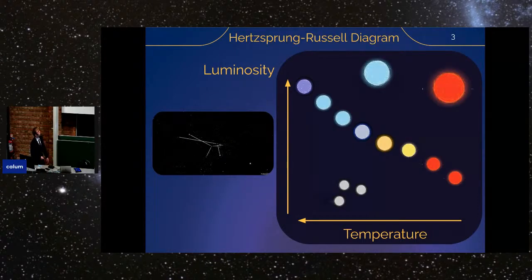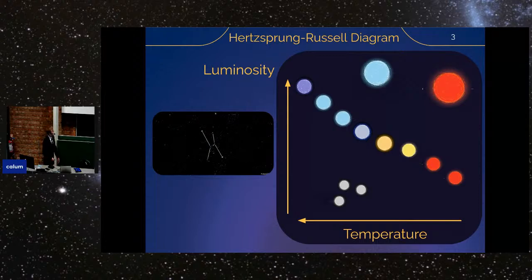But you also have stars that go off of this general trend, and these are the stars that tend to be more evolved. So you have supergiants here, like Betelgeuse, essentially a red supergiant, and we have the blue supergiants here, which are closer to the stars that we'll be talking about today.